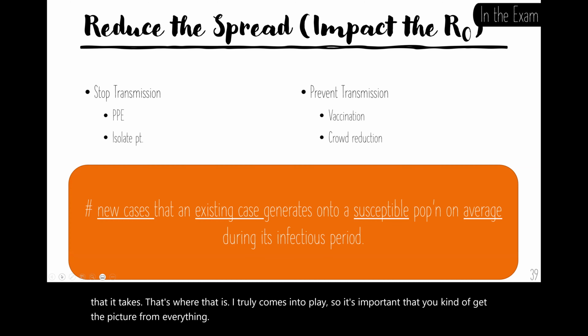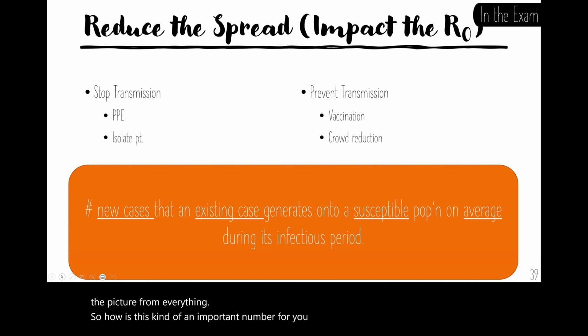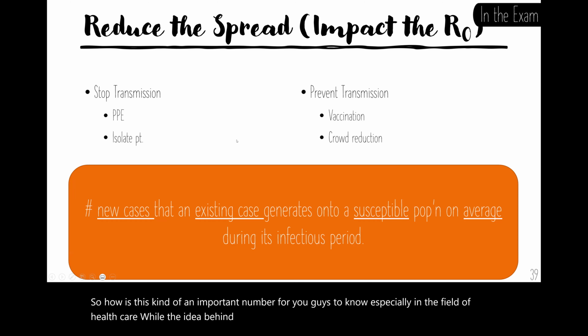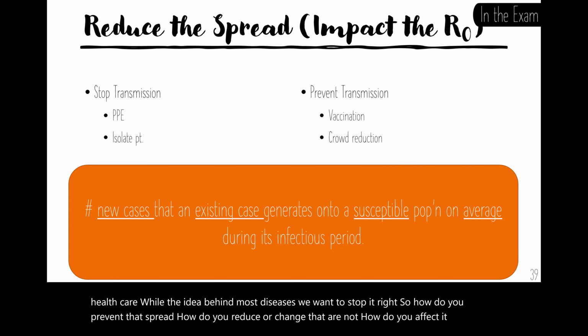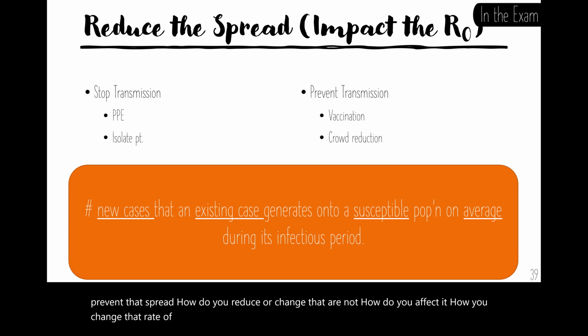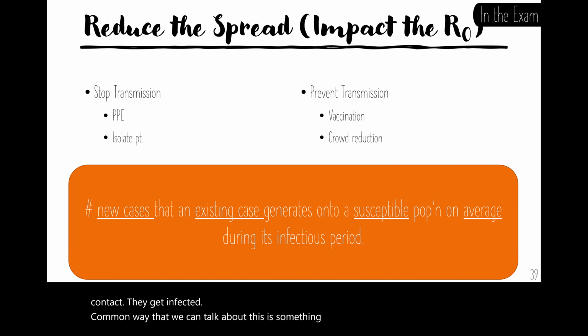So how is this an important number for you guys to know, especially in the field of healthcare? Well, the idea behind most disease is we want to stop it, right? So how do you prevent that spread? How do you reduce or change that R naught? How do you affect it? How do you change that rate of spread, both the serial interval as well as how many people come into contact and get infected? Well, the most common way that we can talk about this, and this is something you already know as microbiologists, is that you have not only properties, but tools to change this, right?